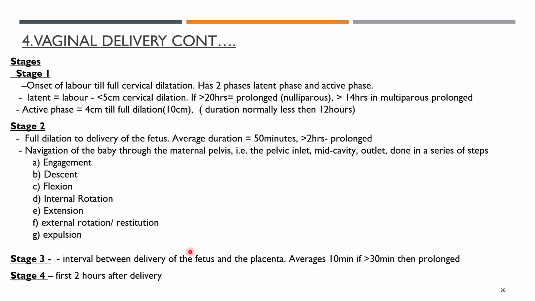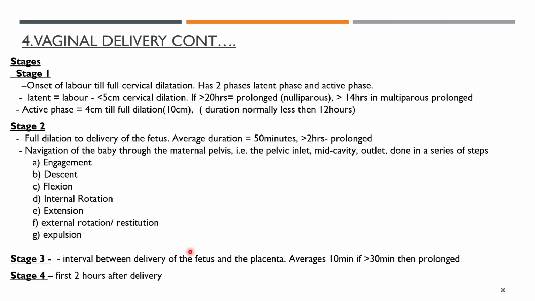Stage number 2, which we are concerned with, involves the period from full dilation to the delivery of the fetus. The average duration of this should be 15 minutes. Anything greater than 2 hours is referred to as prolonged. Navigation of the baby through the maternal pelvis.